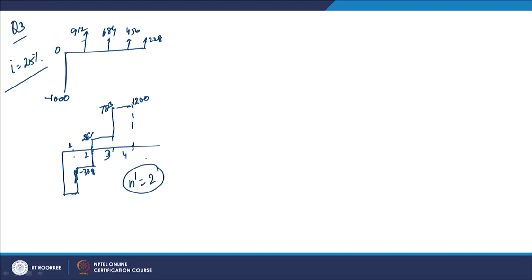Now, let us further discuss 4 types of cash flow diagrams, and we have to find the project balance for these 4 types of cash flows. So, this is cash flow 1. Now, the second type of cash flow is minus 1000, and then you have years 1, 2, 3 and 4, and each is 631.